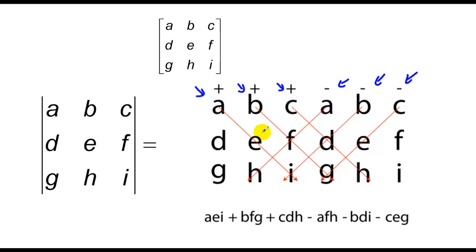I take the product of each of the terms in the positive facing diagonals and the product of each of the terms in the negative facing diagonals. Once I've done that, I add the products of the positive facing terms and subtract the products of the negative facing terms. Let's do a specific example.